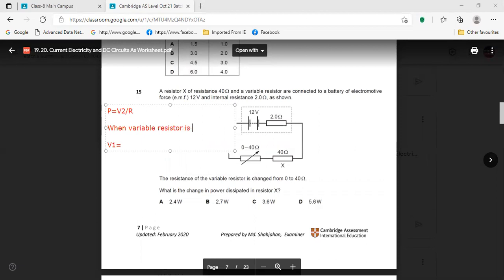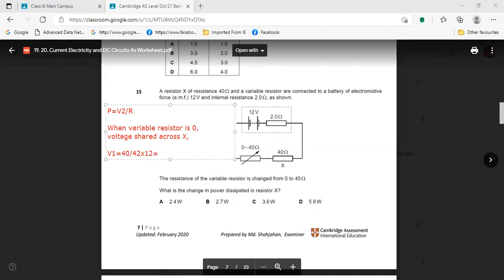When the variable resistor is 0, the voltage is shared across X. So V1 equals 40 divided by 42 multiplied by 12. Say the answer.